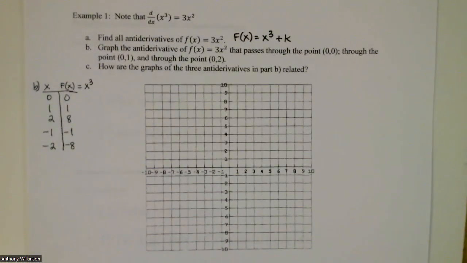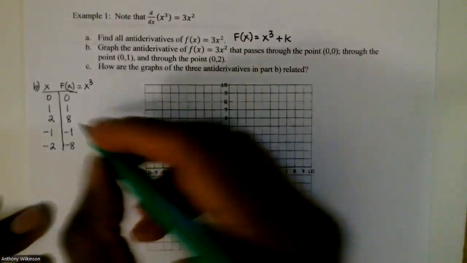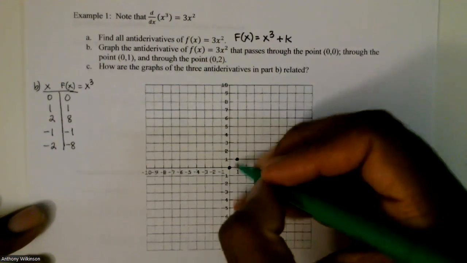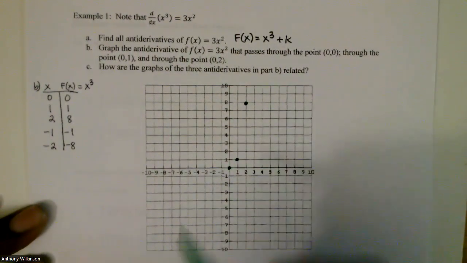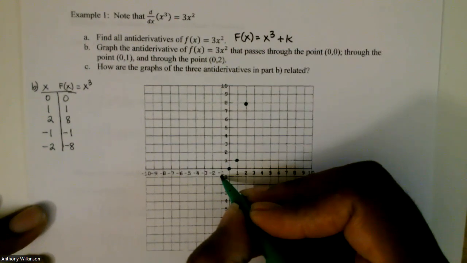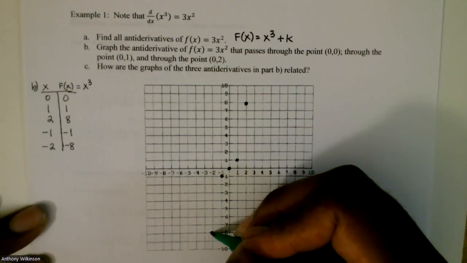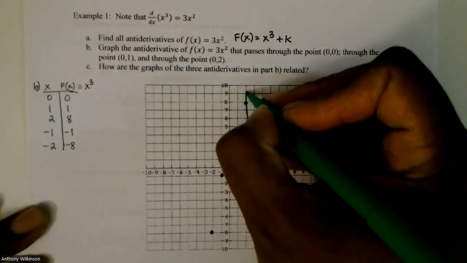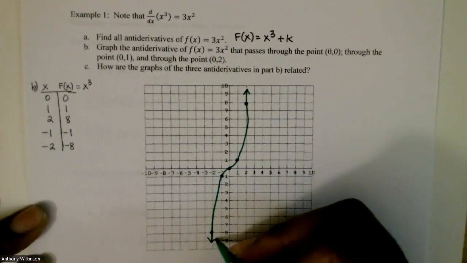So let's graph this on a coordinate plane. And I'm going to use different colors here. So 0, 0 will be at the origin. 1, 1 will be to the right 1 and up 1. 2, 8 will be to the right 2 and up 8. Negative 1, negative 1 will be to the left 1 and down 1. And then negative 2, negative 8 will be to the left 2 and down 8. So this is what the graph of f of x equal to x cubed will look like. Looks like this.